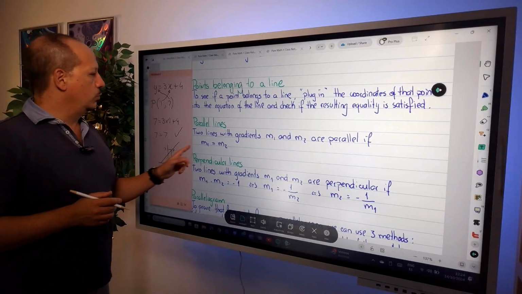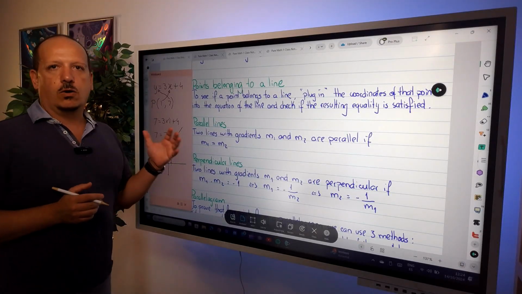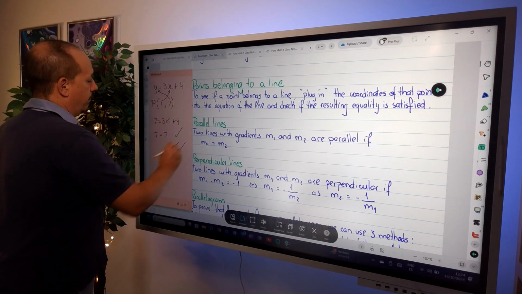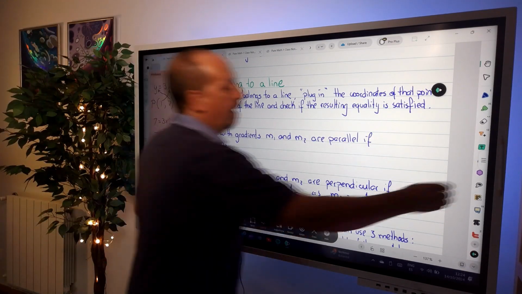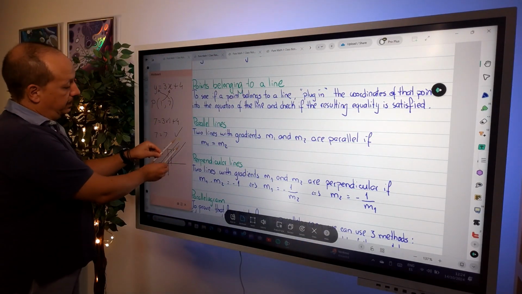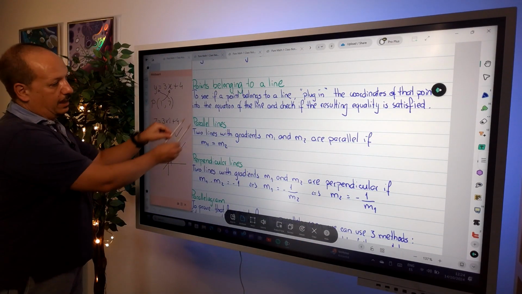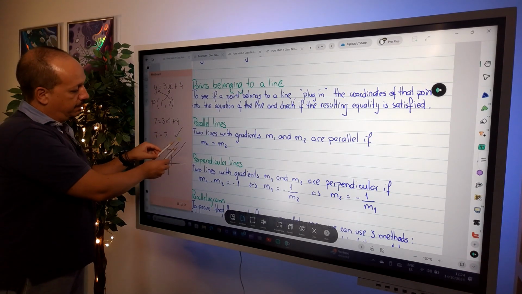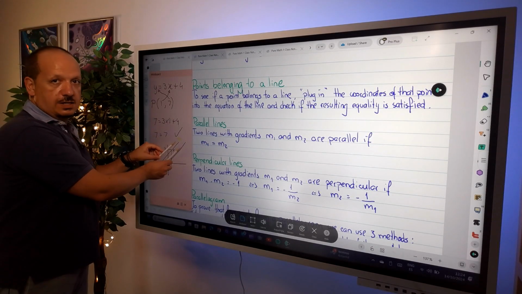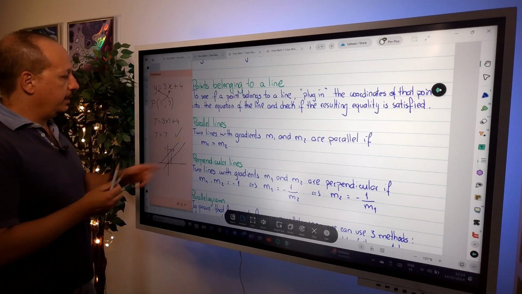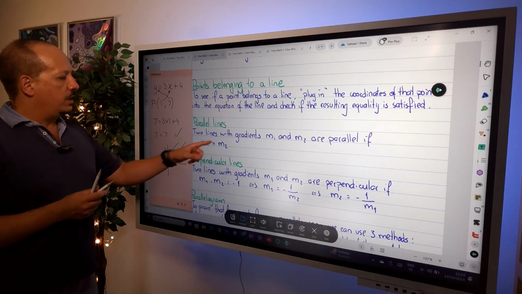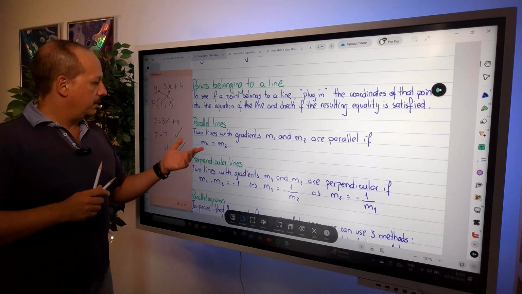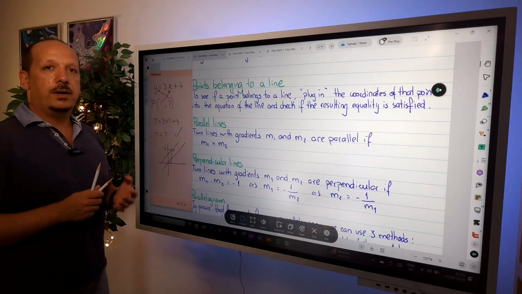How do I know if two lines are parallel or perpendicular? If two lines are parallel, it's obvious that they should have the same inclination. They will never meet anywhere. That's the definition of what two parallel lines are, which means that the inclination is the same. What measures the inclination? It's the gradient. So if the gradients of two lines are the same, it means that the two lines are parallel.